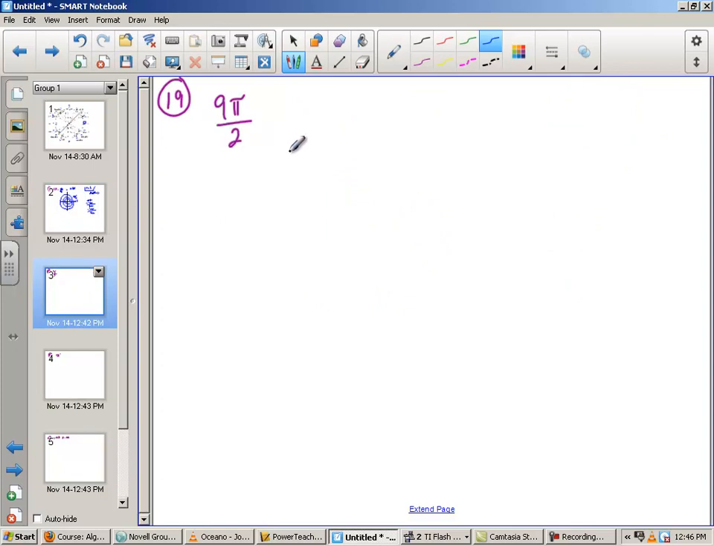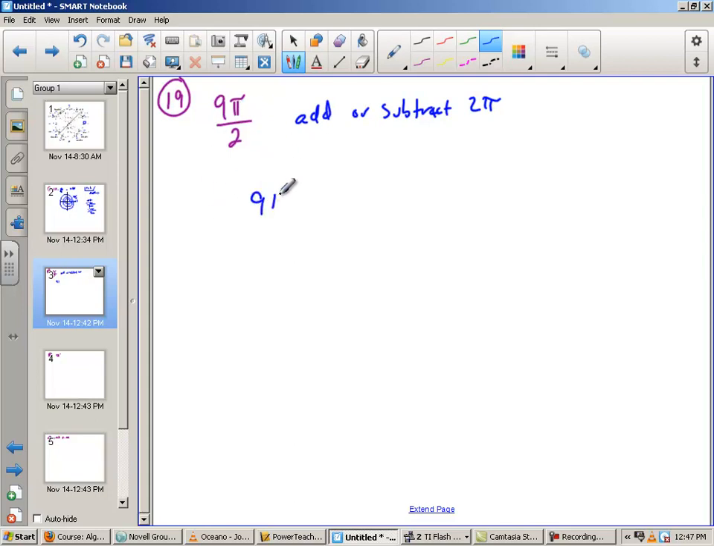Number 9 asks us to find coterminal angles with 9 pi over 2. Coterminal means, again, we go around the circle. Going around a circle is 360 degrees, or we just said 360 degrees is equal to 2 pi. So I need to add or subtract 2 pi from my 9 pi over 2. And my goal is to get a positive and a negative rewriting of this angle.